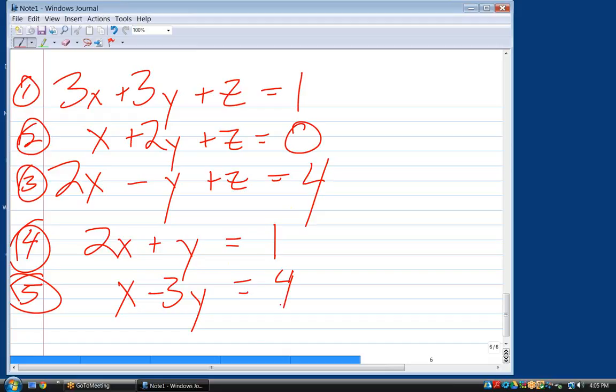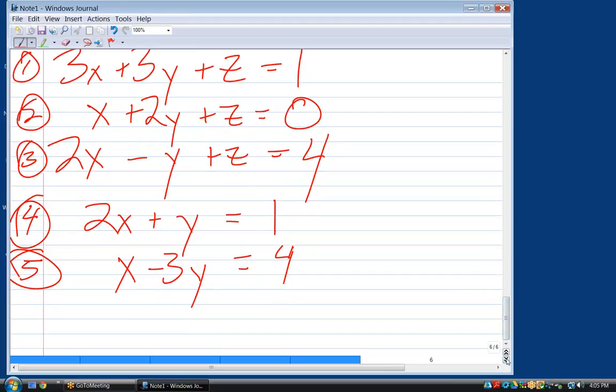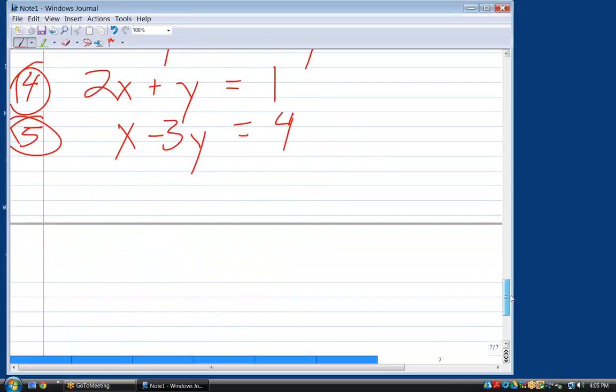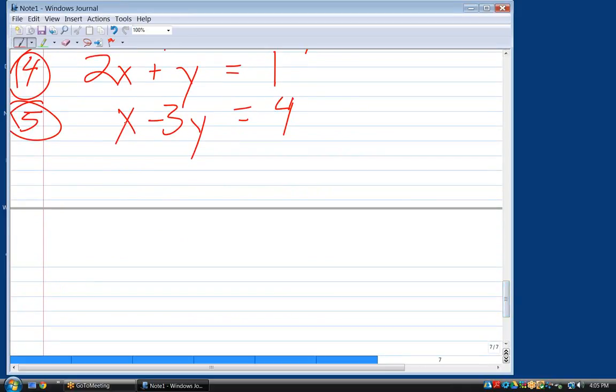So I've taken my system of 3 equations and 3 unknowns and turned it into 2 equations and 2 unknowns. Well, I'm a lot more comfortable solving these, right? These are a piece of cake. Let's go ahead and solve that. We'll be able to solve for x and y. Once we solve for x and y, we'll go back to one of the other equations, substitute it in, and solve for z.